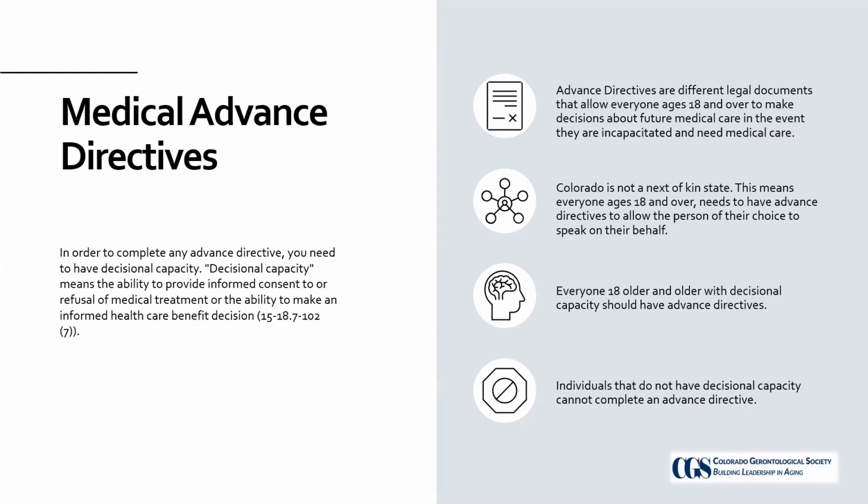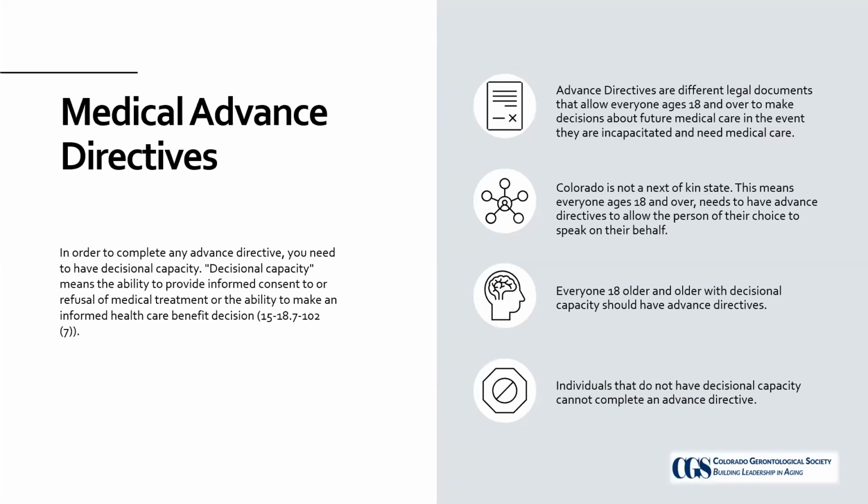Advanced directives are different legal documents that allow everyone ages 18 and over to make decisions about future medical needs. So this is whether it's a medical emergency or the person becomes incapacitated and they're not able to communicate their needs. Another key thing to know is that Colorado is not a next of kin state. This means that everyone 18 and over needs to have advanced directives to allow the person of their choice to speak on their behalf in case they become incapacitated or there's another medical crisis where they're not able to communicate their needs.